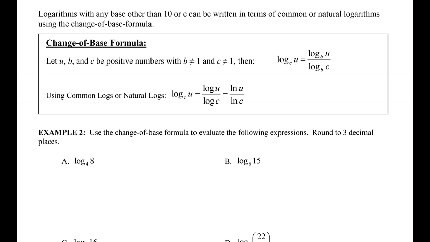So for example 2a, we're going to use the change of base formula and then our calculator to round to 3 decimal places. So we get the common log of 8 over log of 4. And now that they're the common log with base 10, we can type this in our calculator. Log of 8 divided by log of 4 should give you a final answer of 1.5.